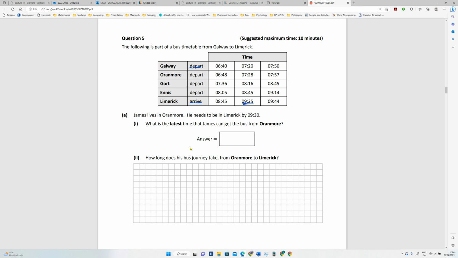So it would be this one here, 7:28. If he gets this bus, he'll be there by 9:25. So 7:28 is the answer for that first part. Okay, how long does his bus journey take from Oranmore to Limerick?